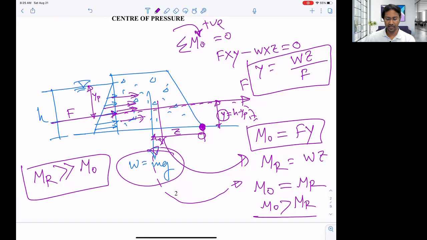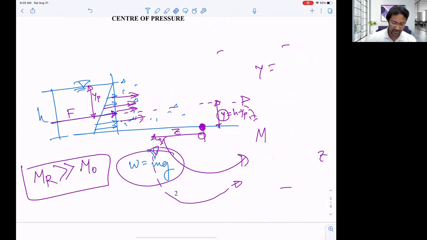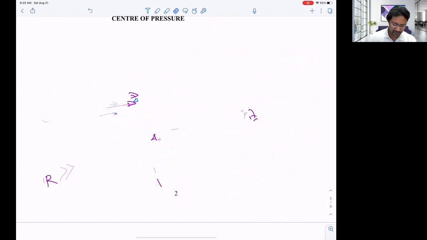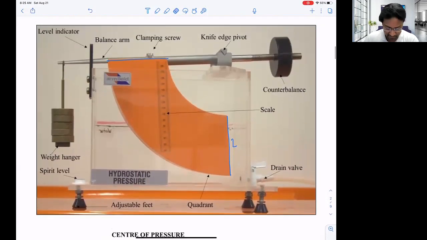To check the stability, we need to calculate that center of pressure. So that is one practical application, and we can use that center of pressure anywhere, right? So we'll use the same principle in our experiment to calculate the center of pressure. So that is the setup we have.